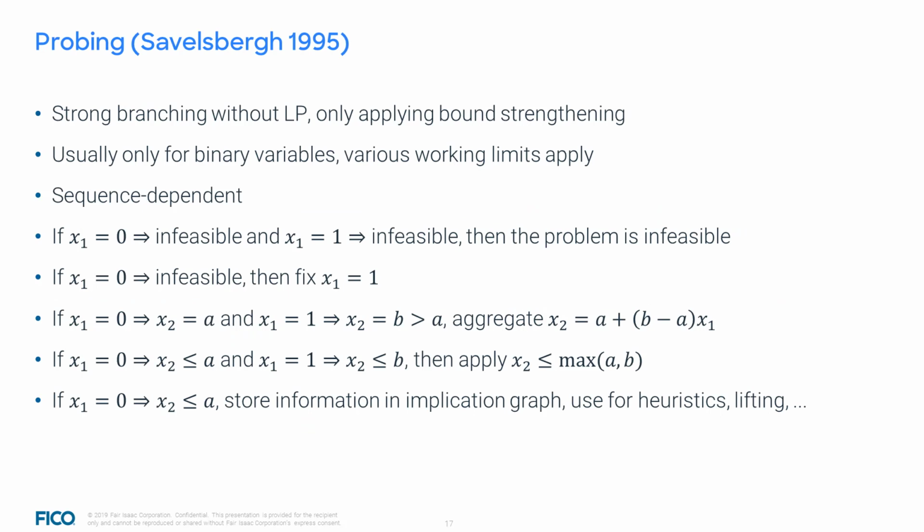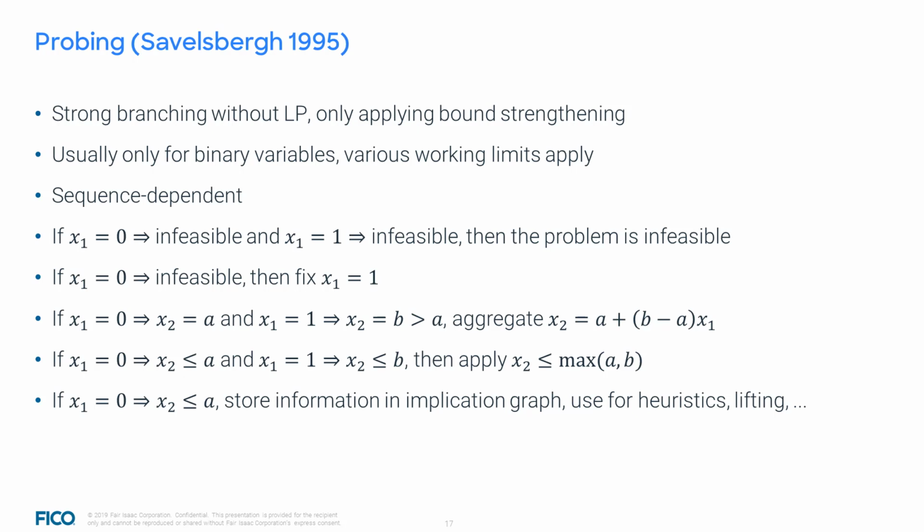Briefly, probing is something like strong branching without LPs, only applying bound strengthening arguments. It is usually done only for binary variables. Precisely, we fix one binary variable first to 0 and subsequently to 1. For each of these two fixings, we apply the bound strengthening procedure for all affected constraints. Then, we analyze the consequences.